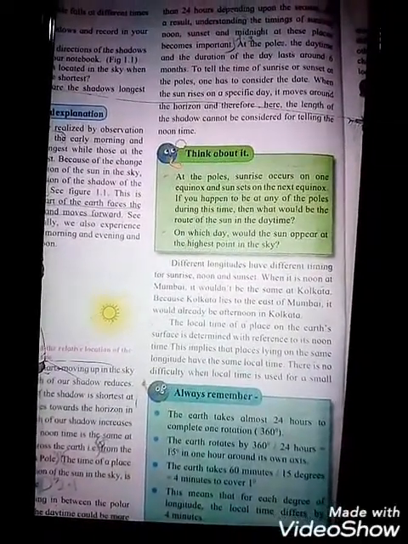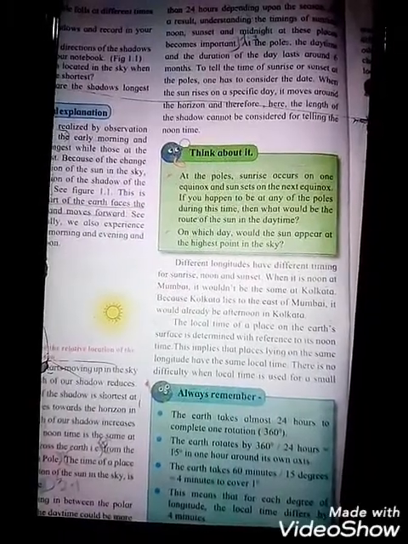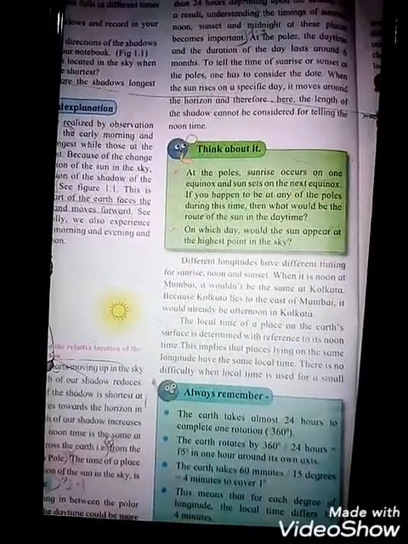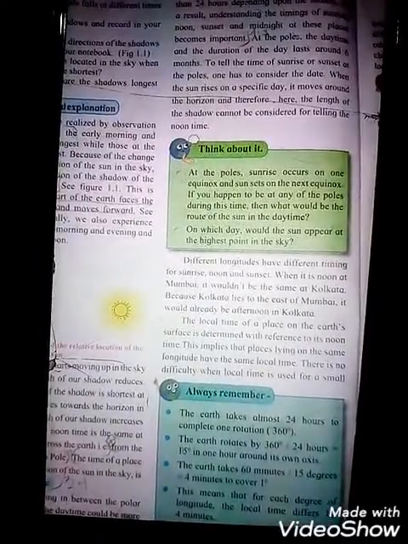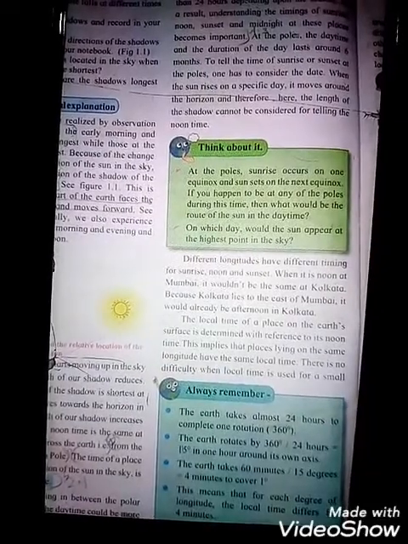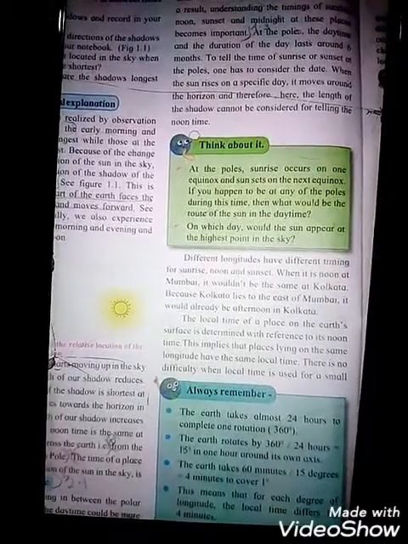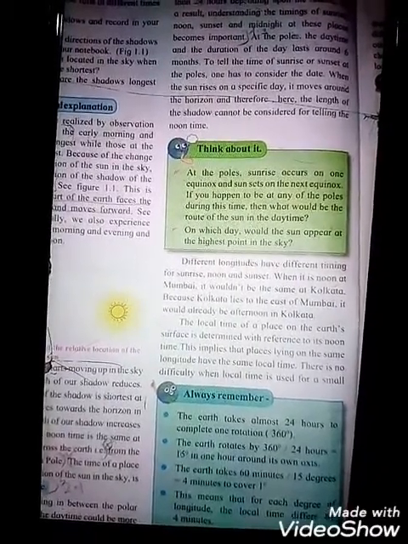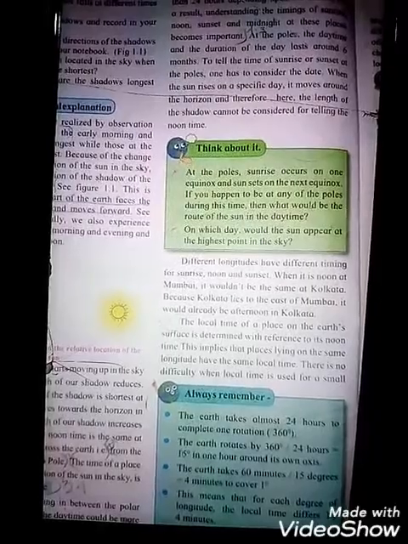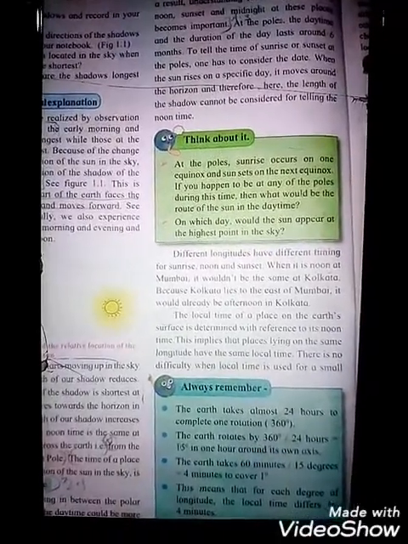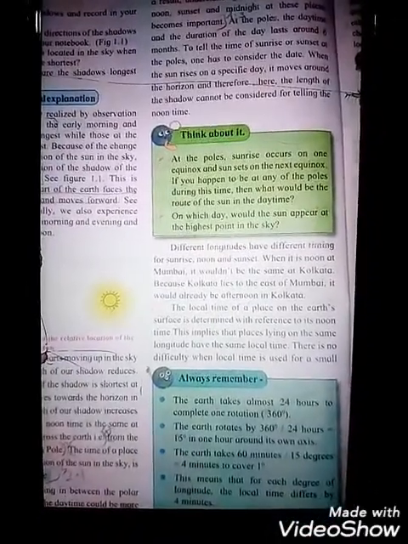The local time of a place on the earth's surface is determined with reference to a known time. This implies that places lying on the same longitude have the same local time, and there is no difficulty when local time is used for small areas. Also remember what is given there, but it is cancelled. No need to learn this.